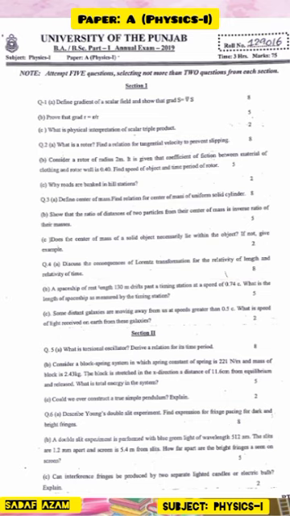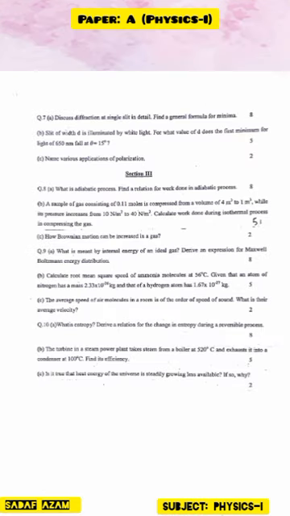Explain. Question number 6A. Describe Young's double slit experiment. Find the expression for fringe spacing for dark and bright fringes. B. A double slit experiment is performed with blue-green light of wavelength 512 nanometer. The slits are 1.2 mm apart and the screen is 5.4 meter from the slits. How far apart are the bright fringes as seen on the screen? C. Can interference fringes be produced by two separate lighted candles or electric bulbs? Explain. Page turn over.